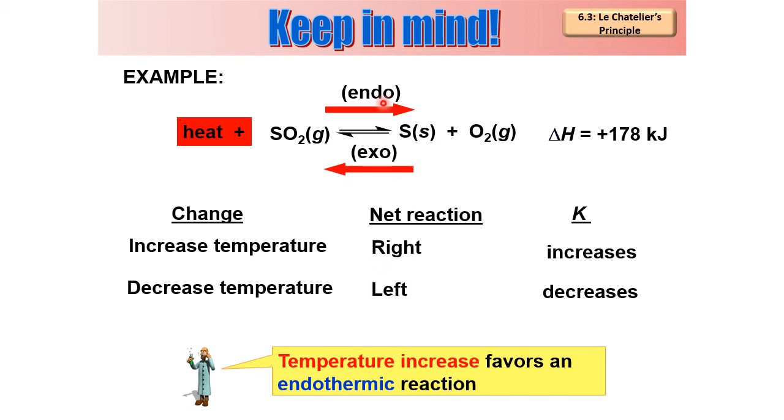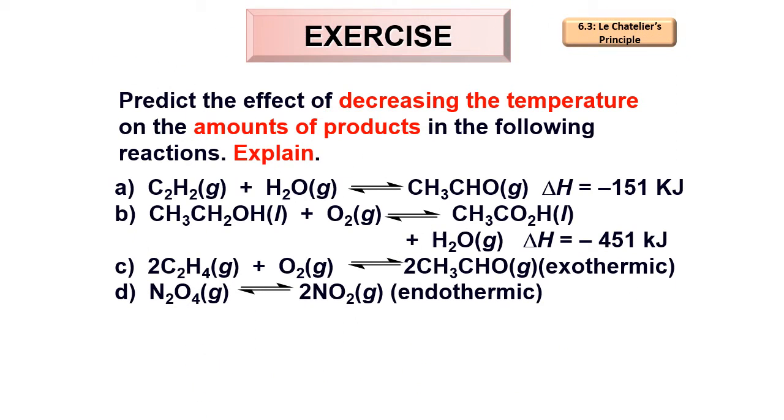If shifted to the right, the concentration of product increases, so the Kc value increases. If shifted to the left, the concentration of the product decreases, so the Kc value decreases. Always remember, a temperature increase favors an endothermic reaction. Let's check this exercise. We have to predict the effect of a decrease in temperature. A decrease in temperature means the exothermic reaction is favorable on the amount of product.